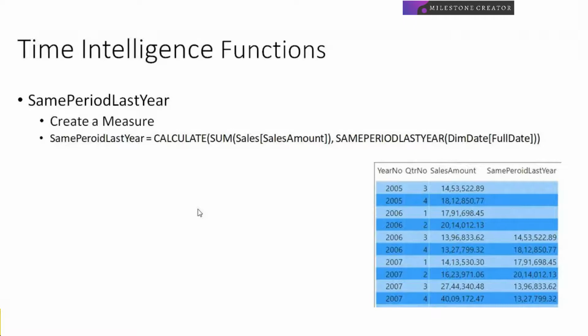Last year, what is the sales in October? That is what is same period last year. Okay. Current year quarter one sales is this much. Last year quarter one sales, how much? Clear? Same period last year.